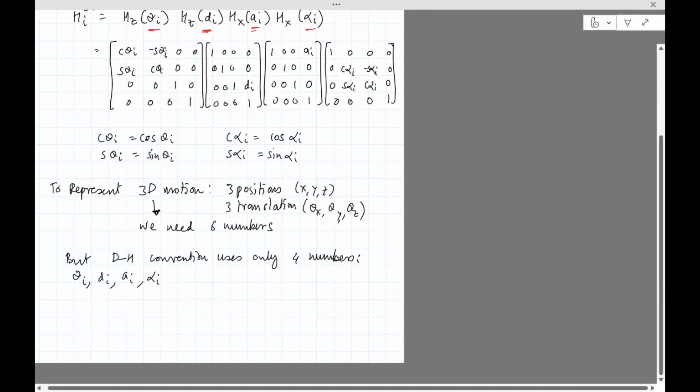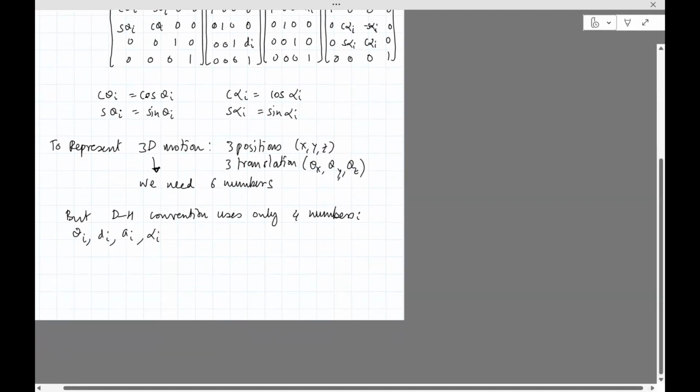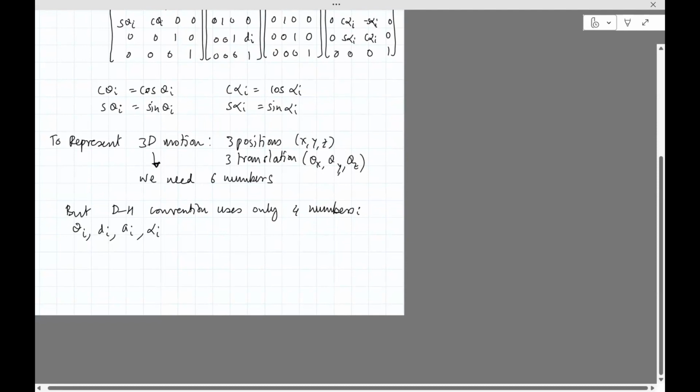So the question is, what's happening there? It doesn't look correct, right? How can you represent six numbers in space with only four numbers? It turns out that it is possible because there's a special way in which the DH convention operates.